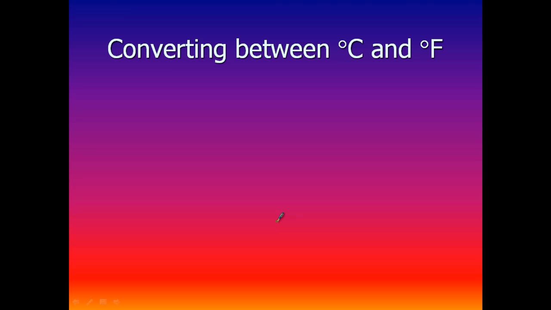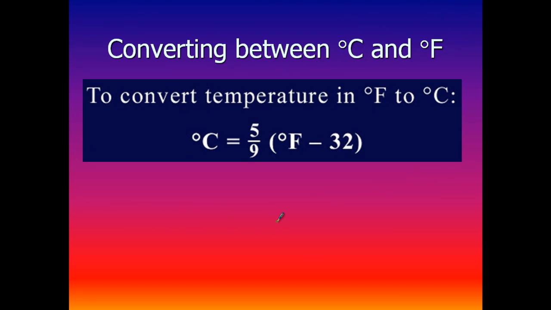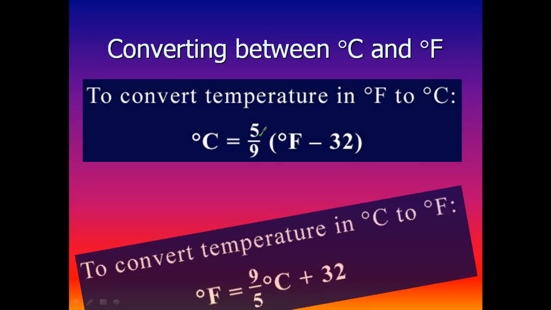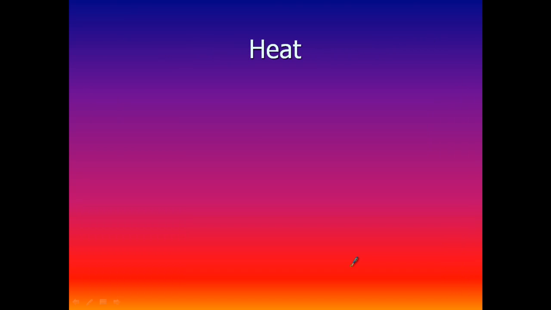Converting between Celsius and Fahrenheit, here's the equation. You take whatever degrees Fahrenheit you have, subtract 32 from it, multiply it by 5/9, and you end up with its Celsius temperature. And backwards, you just take your Celsius temperature, multiply by 9/5, and add 32 to it. That's how you go back and forth between those.